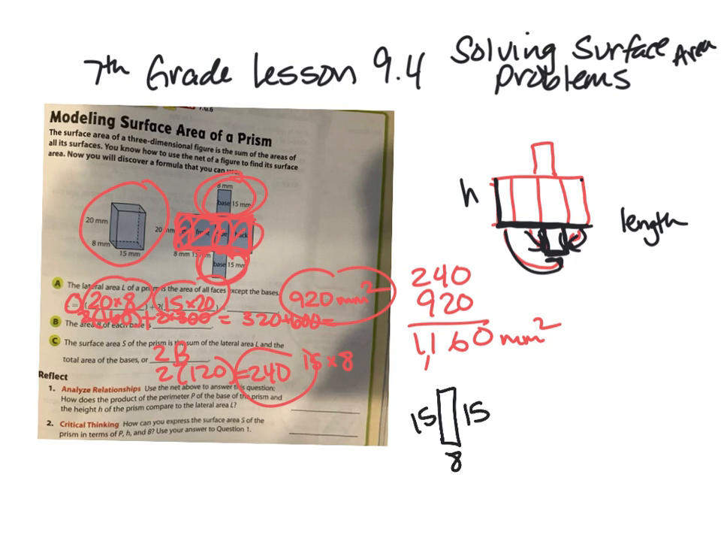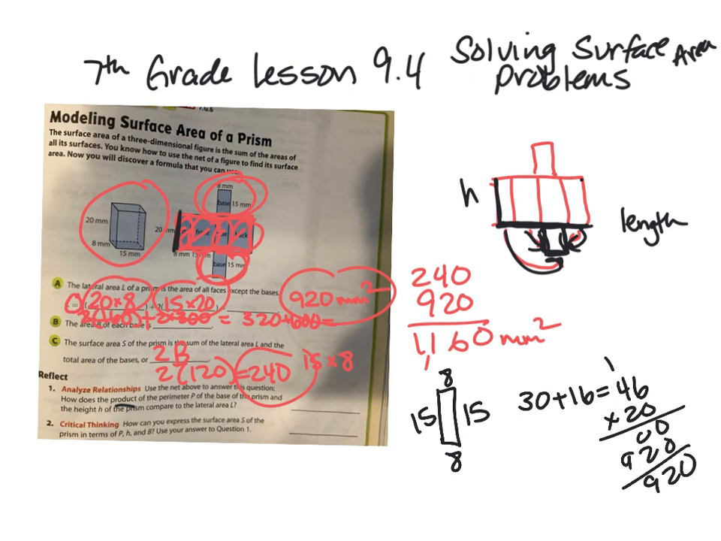If I did perimeter, I would add all of the sides together. I have 15 plus 15 is 30, 8 plus 8 is 16. It's a total of 46. And then they say product, that's multiplication. We're going to do multiplication times the height, which was 20. And look at that, ta-da, 920 took care of the lateral.